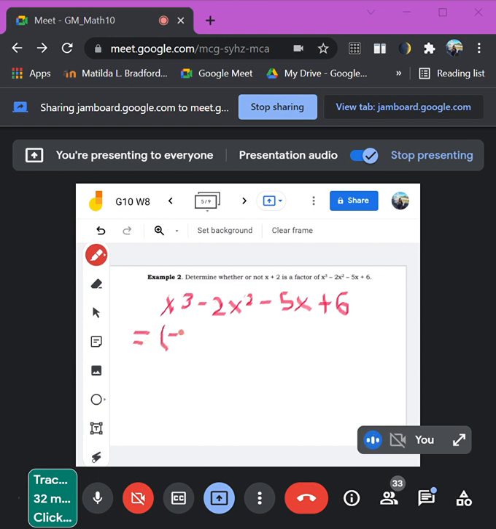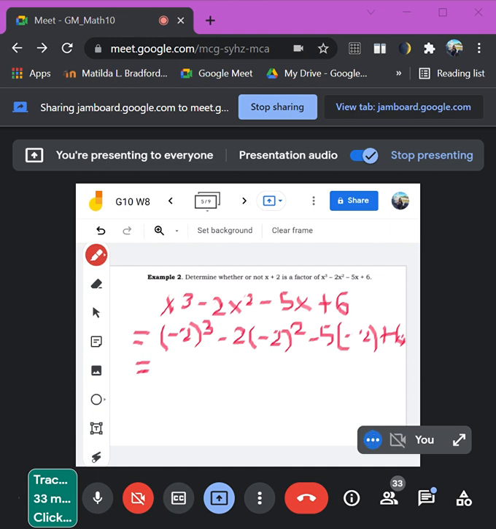So, negative 2 cubed minus 2x squared, 2 times negative 2 squared, minus 5 times negative 2 plus 6. So, simplify. Class, when you simplify or answer, we have to double check, because maybe your solving is wrong. If you make a mistake here, everything after it will be wrong. So always double check.